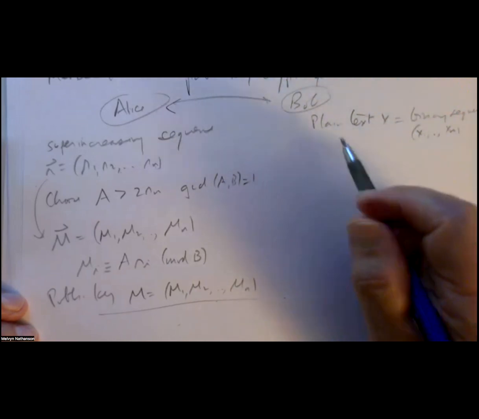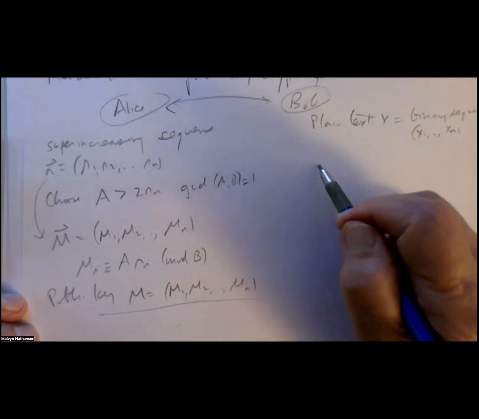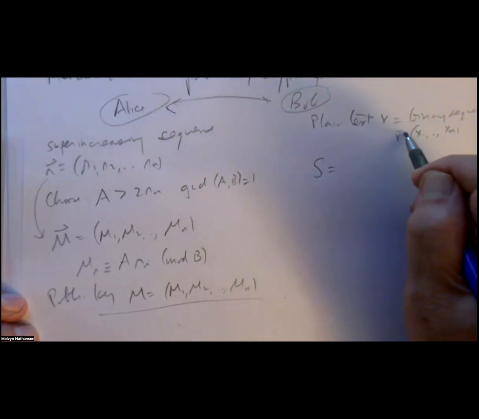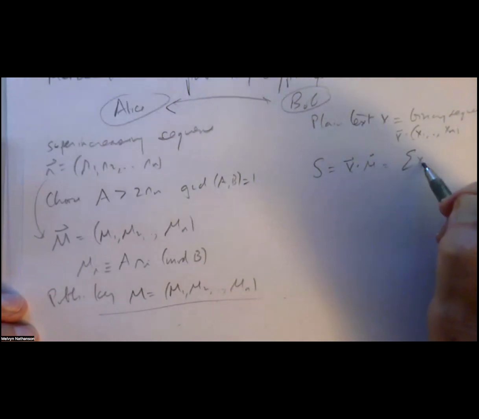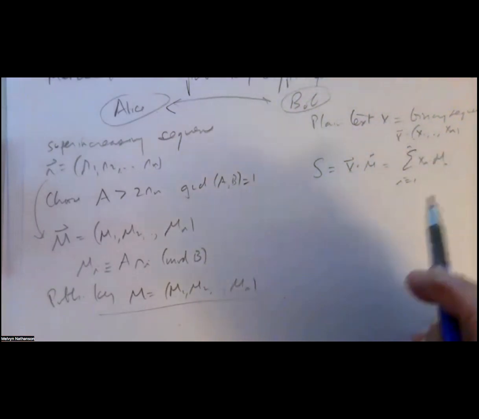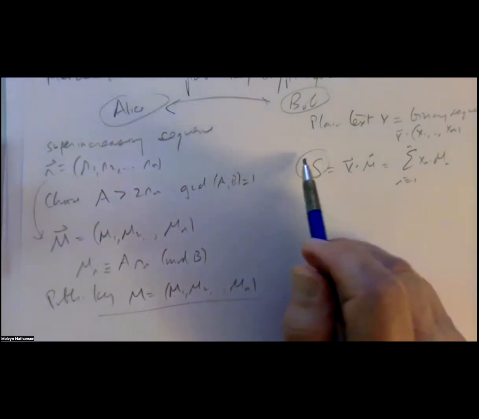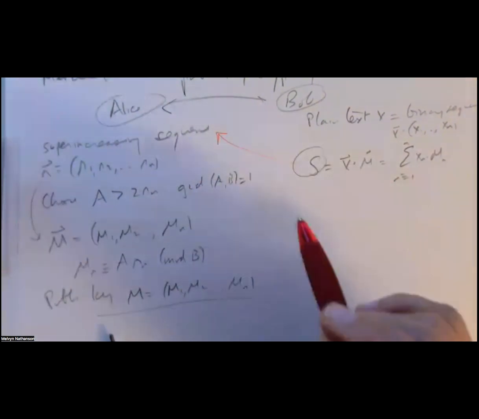And Bob then uses this public M to compute S, which equals X times M, that's the summation of Xi Mi, with i going from 1 up to n. So Bob makes a subset sum of M, and it's this number S that he sends back to Alice.